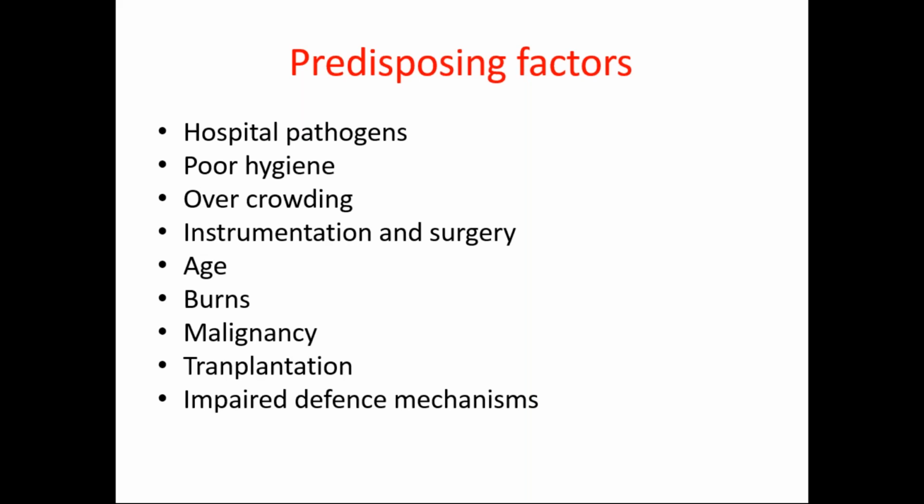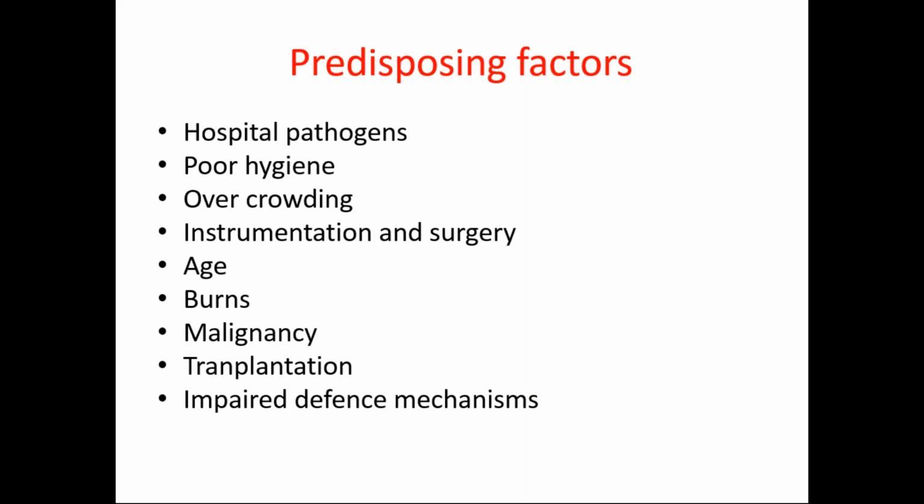Next, age. Very young and very old persons are more prone to acquire hospital-acquired infections. Why? Very young, because their immunity is not completely developed. Very old, because their immunity is thin.